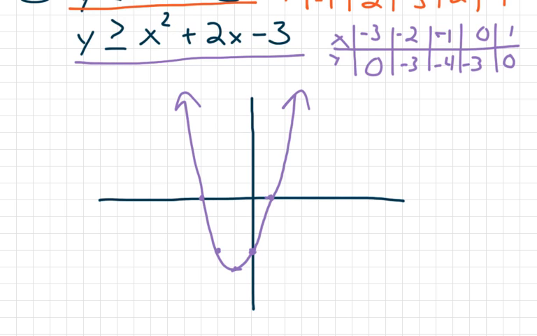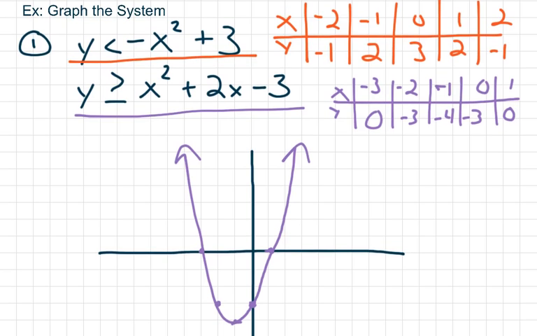Okay, let's do the red one here. Let's see, -2, -1 is there. -1, 2 is there. 0, 3, 1, 2, and 2, -1. This one is a dashed parabola because we do not have the or equal to part. So then we'll go ahead and draw our dashed parabola.